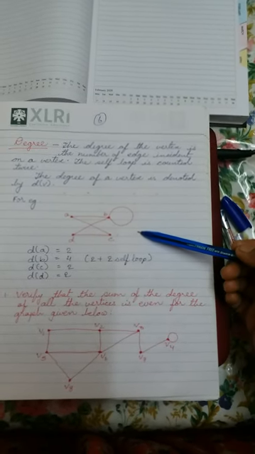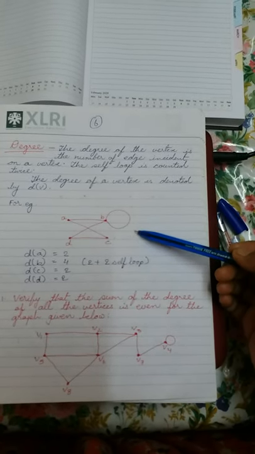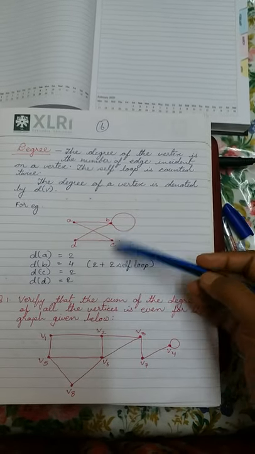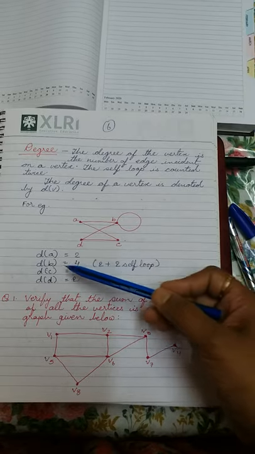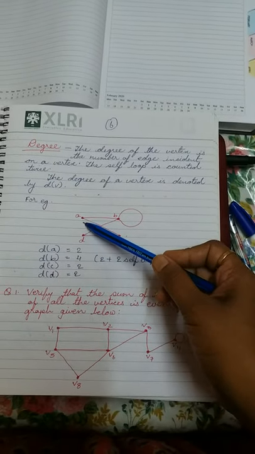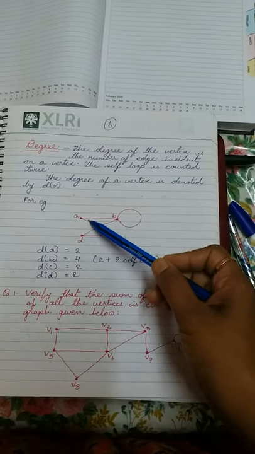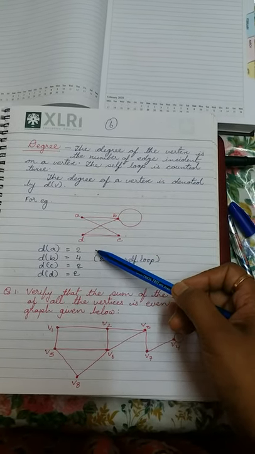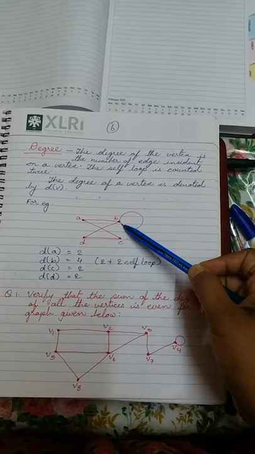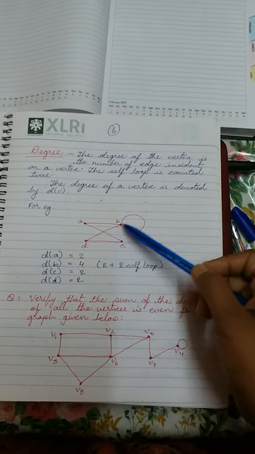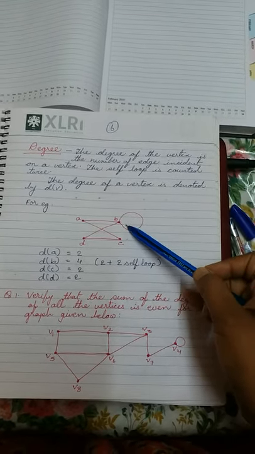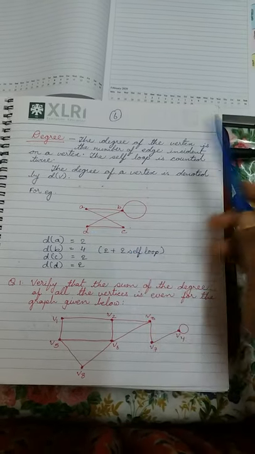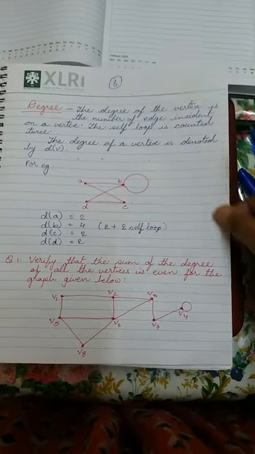Now this graph is an undirected graph. There are 4 vertices A, B, C, D. We'll show degree by d(A) equal to 2. There are 2 edges. d(B) is 4. The degree of node B is 4: 1, 2 and the self loop is counted twice, 2 plus 2. d(C) is 2 and d(D) is 2.